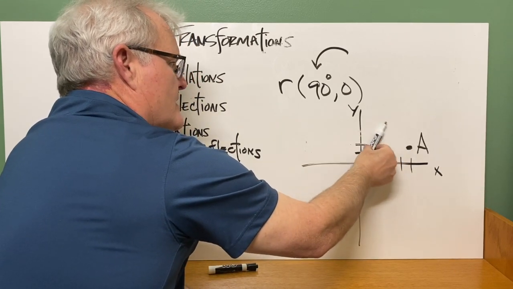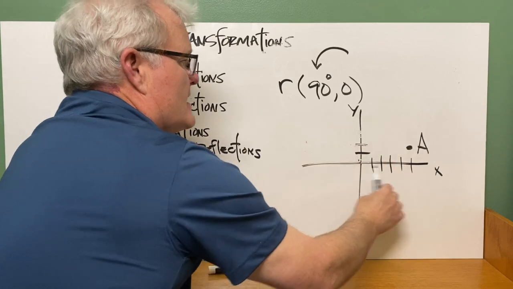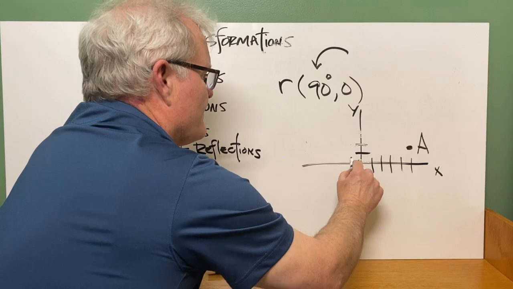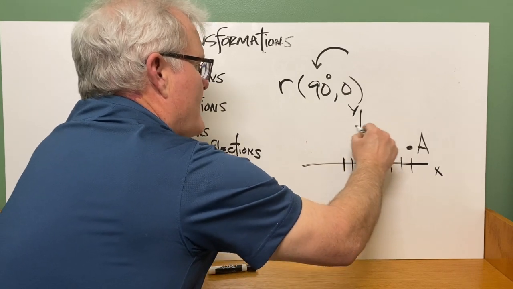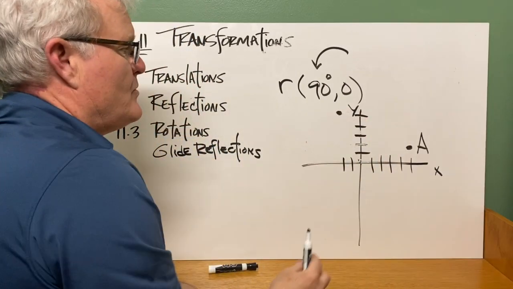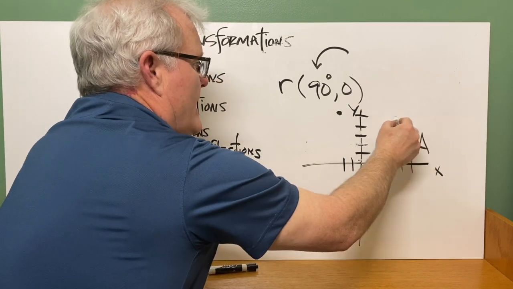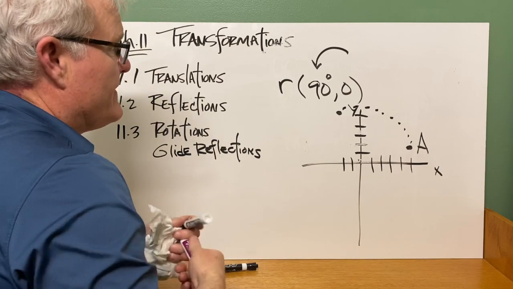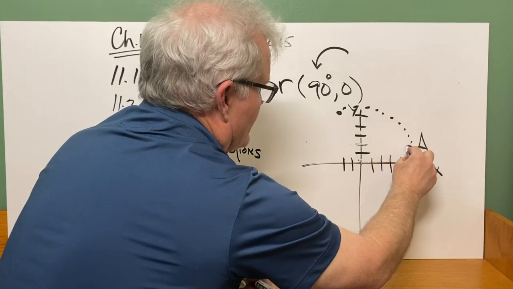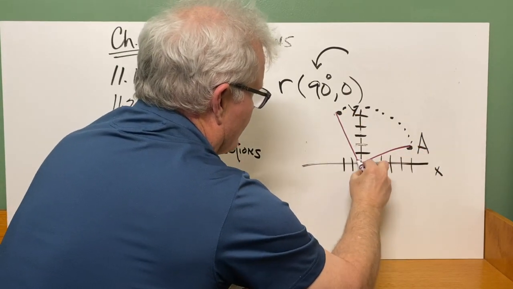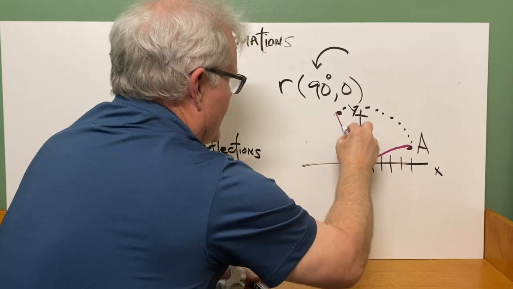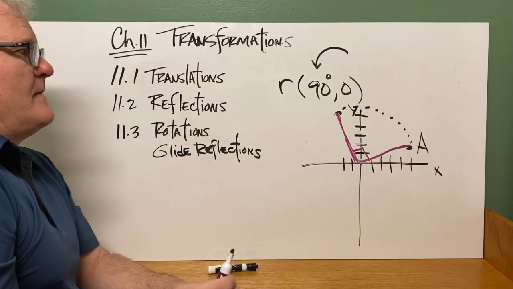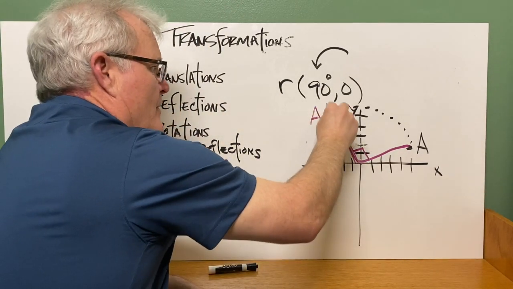So point A is going to rotate over. If the point here was (5, 2), it's going to move over to (-2, 5), which is its image. So A is going to move like this, which makes a 90-degree angle right here. Here would be your 90-degree angle that it makes. And this again would be A prime.